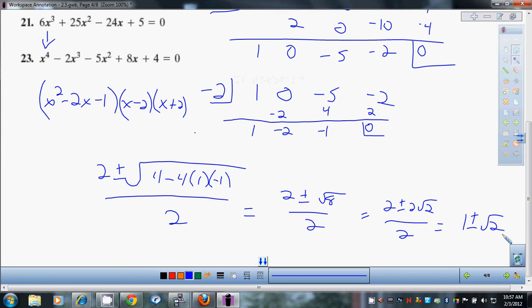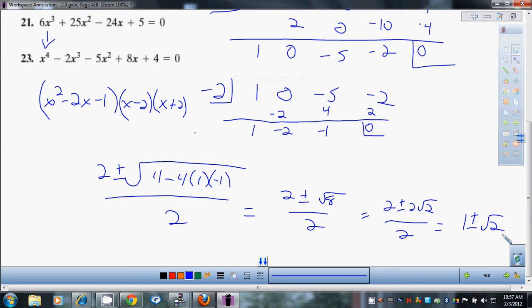Now, is 1 plus the square root of 2 or 1 minus the square root of 2 a pretty fraction? No, it's like 1.37 blah blah blah. Irrational, which is why it wasn't on our list. And these might also be imaginary, which would be fine too. It doesn't really matter what they are, as long as you find them.